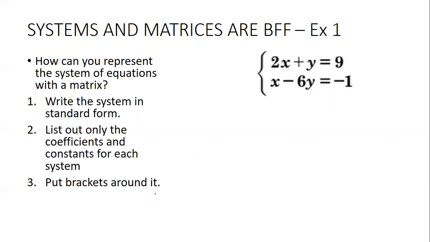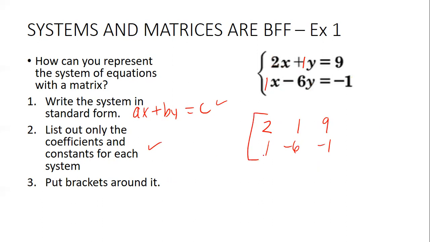So the first thing you're going to do is write the system in standard form. Standard form means you have ax plus by equals c. Am I in standard form? Yes. Then it says, list out only the coefficients and the constants. For the first equation, my coefficients are 2, 1, and my constant is 9. So I list them out: 2, 1, and 9. For my second equation, my coefficients are 1, negative 6, and negative 1. Check. And then the last step is to put brackets around it. Bam. Now you've taken your system and turned it into a matrix.